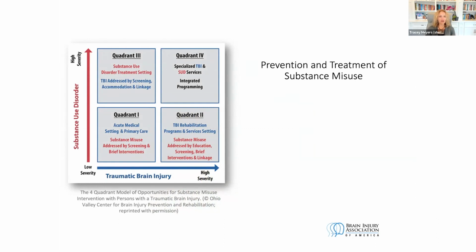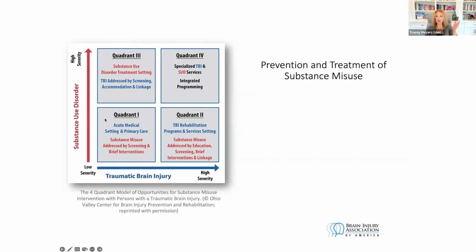If we look over here, we see the substance disorder from a low severity to a high severity, and then the TBI from low severity to high severity. If we think about folks in the lower mild brain injury category, when someone has a low substance use risk and a low severity risk, they're going to be screened. Essentially, they may be screened by their primary care provider, their psychologist.